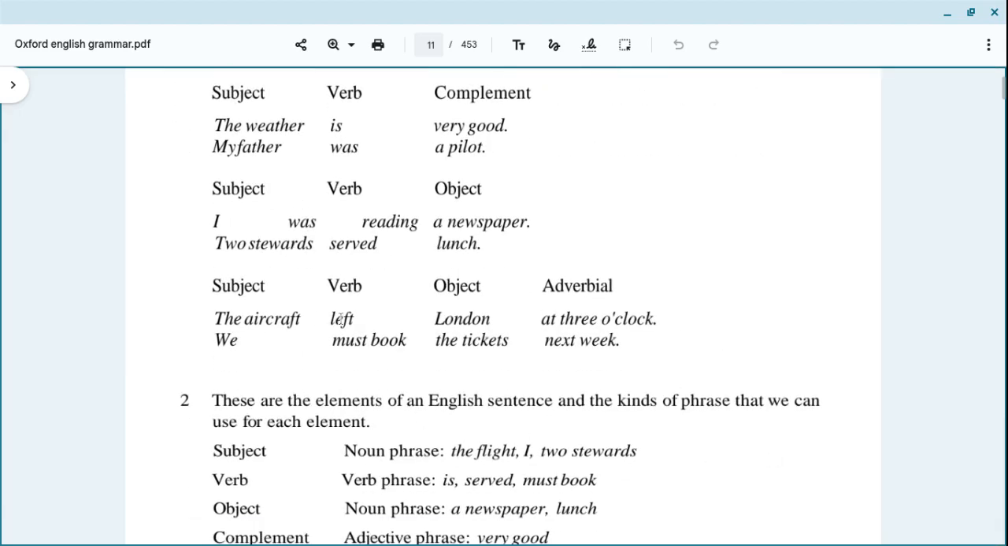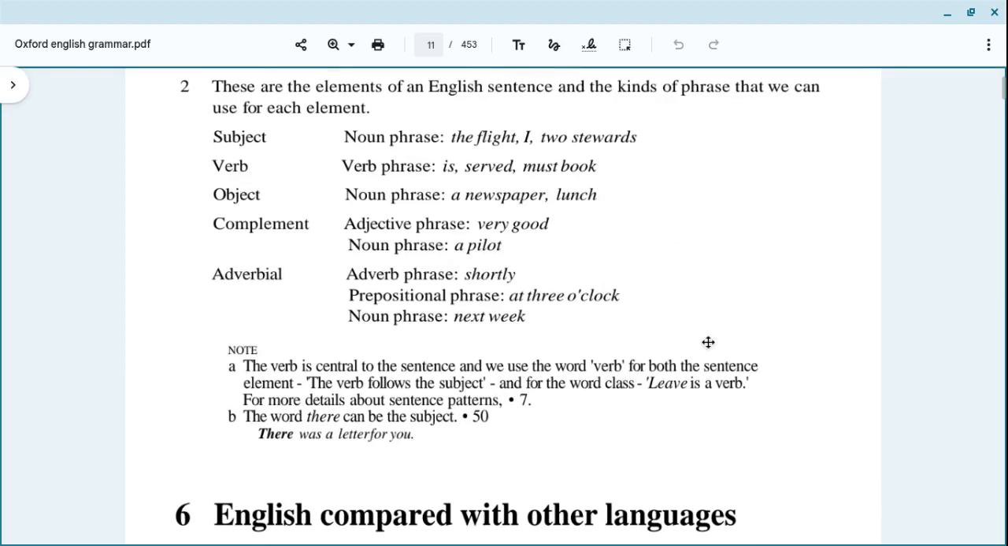Okay. The aircraft left London at 3 o'clock. Subject: the aircraft. Verb: left. Object: London. Adverbial: at 3 o'clock. We must book the tickets next week. Subject: we. Verb: must book. Object: the tickets. Adverbial: next week.